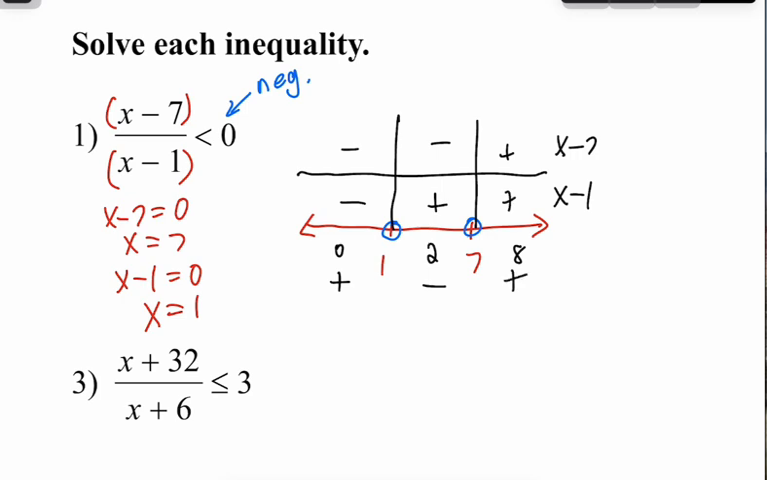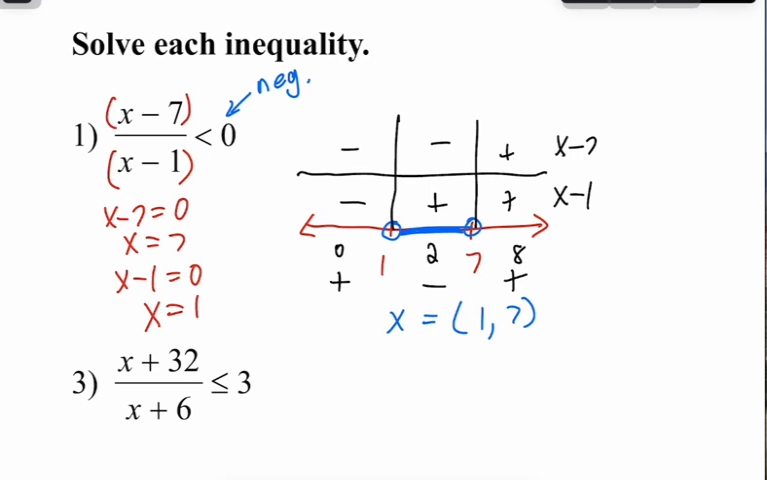Now go back to your symbol. Our symbol was less than 0. That indicates negative. So let's go ahead and color in the negative portion. It's only this. And let's put that in interval notation. My x's have to be between 1 and 7. They get parentheses on there because we do not include them.